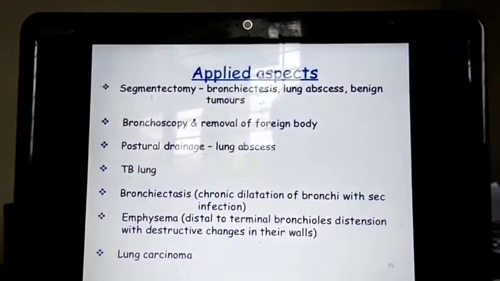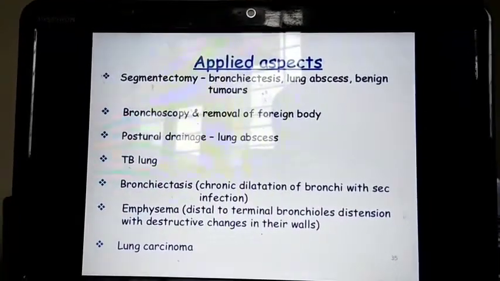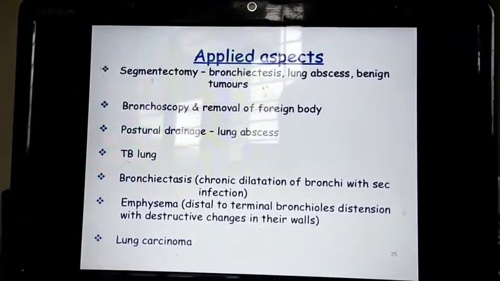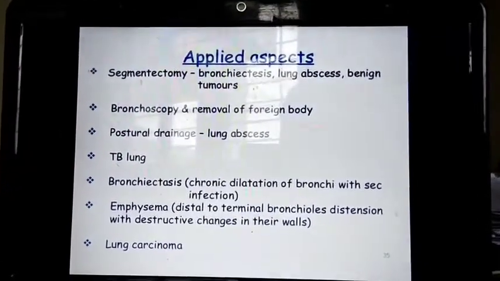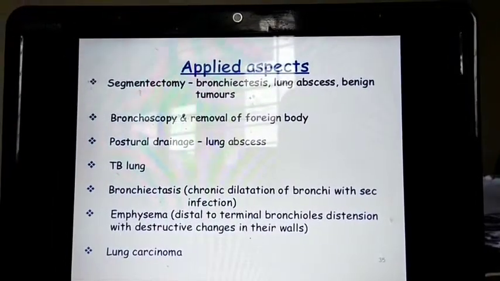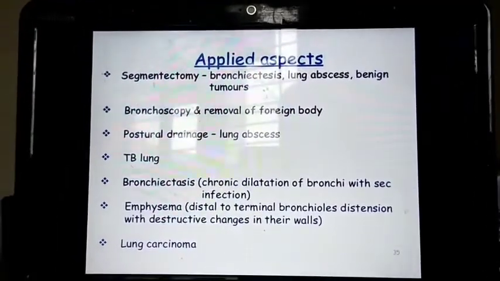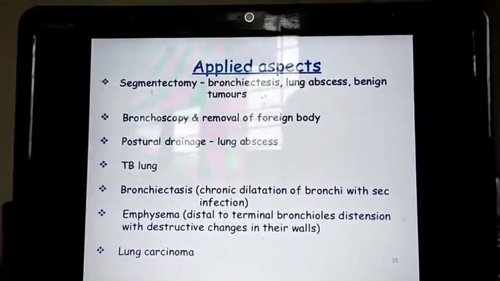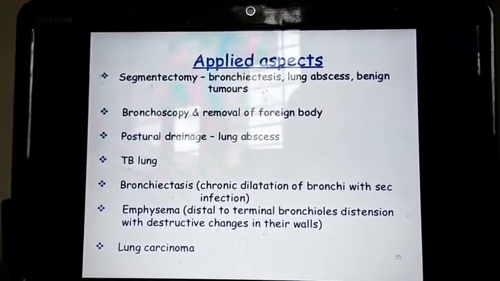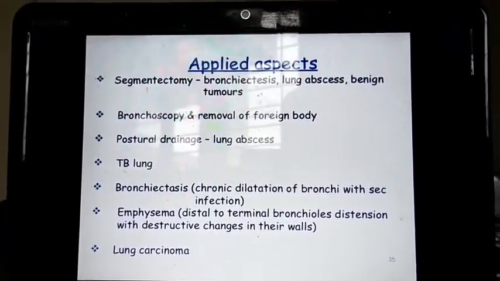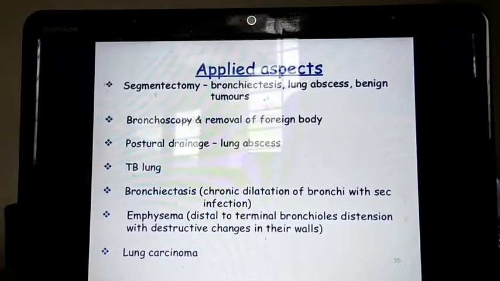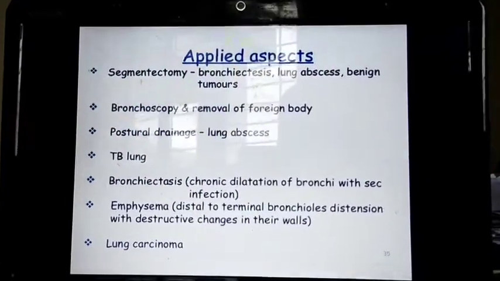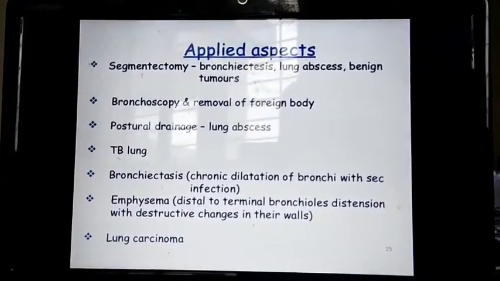Now, applied anatomy of the lung. Segmentectomy, which is removal of some segment from the lung, is done in bronchiectasis, lung abscess and benign tumors. Removing one segment of a lung, such as apical or basal, lateral basal, medial basal, like that. Then bronchoscopy and removal of foreign body. Bronchoscopy has both functions, diagnostic and therapeutic.